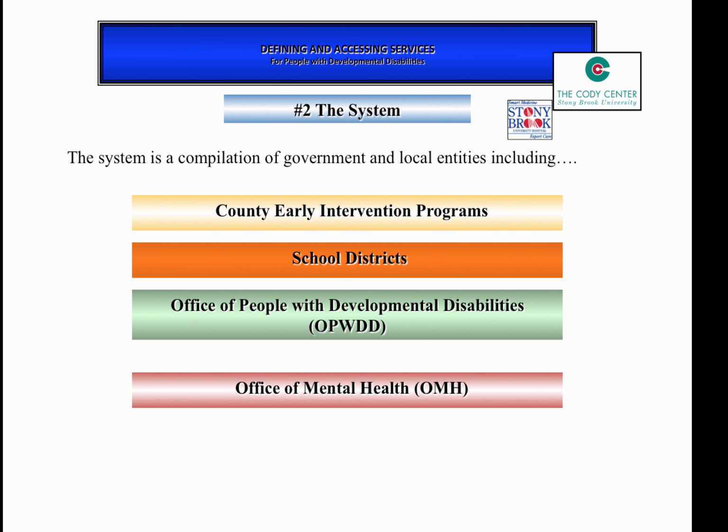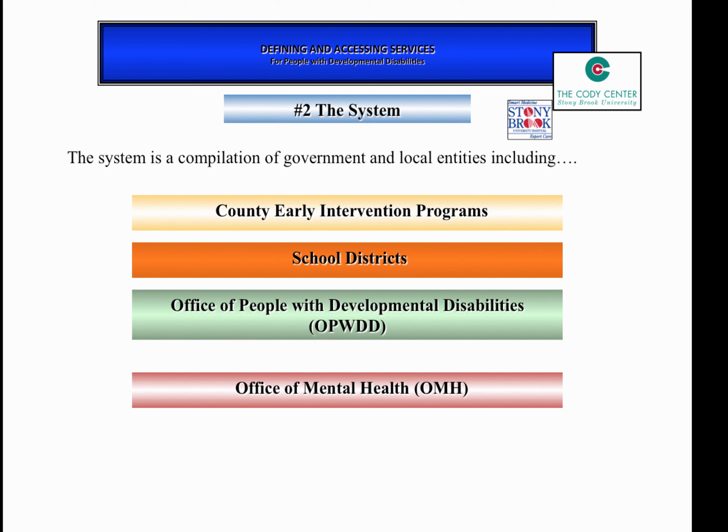And that's that little age of 3 to 5 that nestles in between the early intervention, which is 0 to 2, and then 3 to 5 is your CPSE, Committee on Preschool Education, and then 5 to 21 is your school district involvement, because that's your kindergarten through age 21 or graduation, whichever happens first.